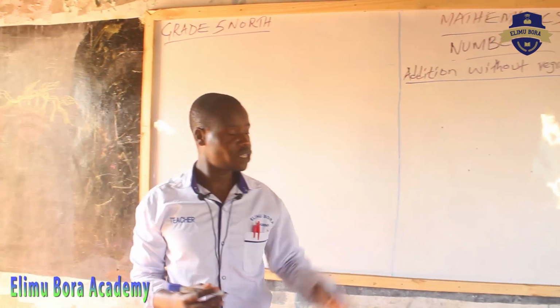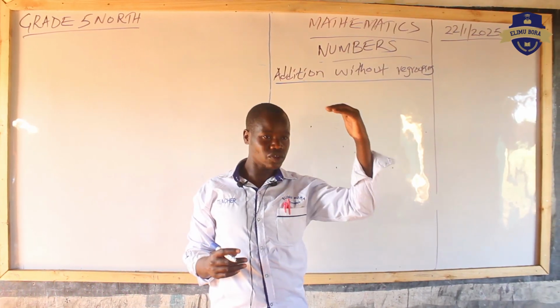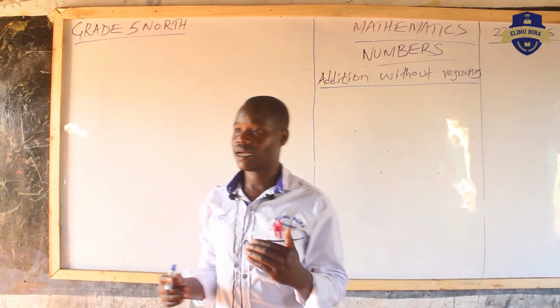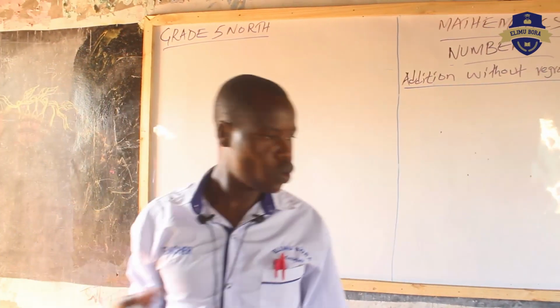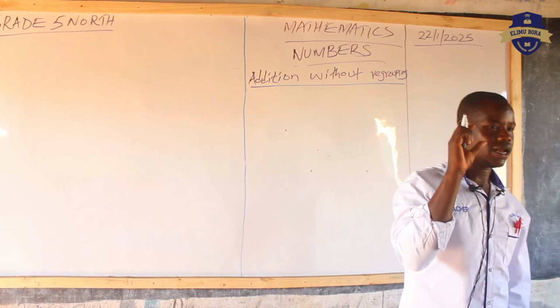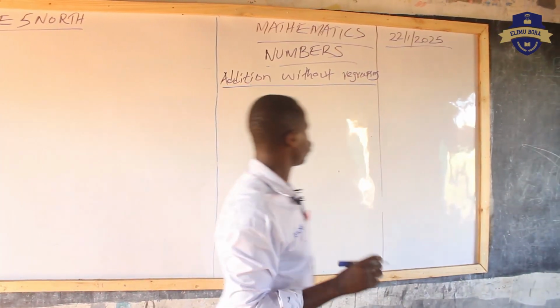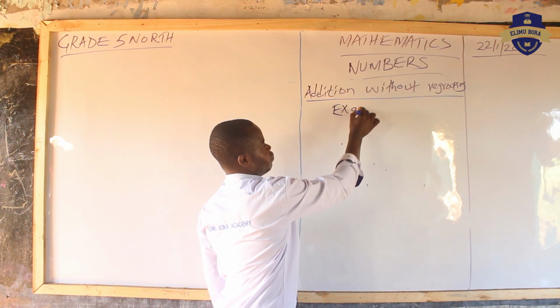carrying. So when you talk of regrouping numbers, we are adding digits which are less than 10. So you can be given an example, that is example 1.